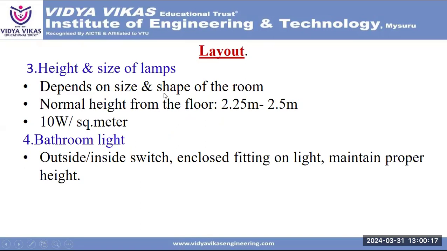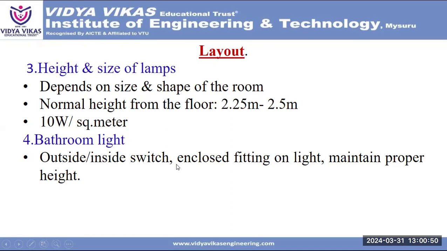Next, the height of the lamp depends on the size and shape of the room. Normal height from the floor is 2.25 meter to 2.5 meter, with 10 watts per square meter. That means for one square meter we need to take 10 watts. We calculate the square meter, and I will teach you that. If the square meters are more, the watts increase. Depending upon the square meter, we need to decide the lamp's size or capacity.